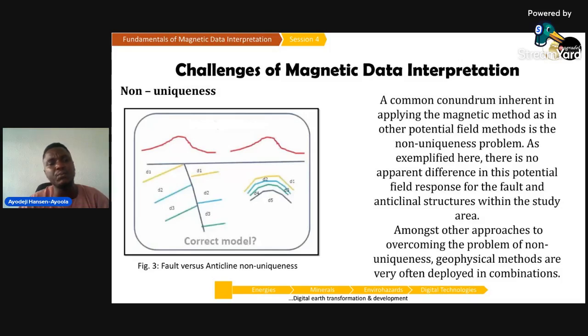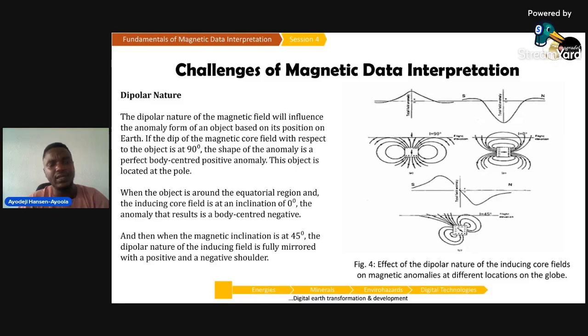If you look at the example presented here in the schematic, you could see that we're dealing with a fault and an anticline, and yet the anomaly responses of both subsurface structures are clearly the same. So as the earlier speakers alluded to, one of the methods of solving this problem is by applying geophysics in combination. That is, you do not use geophysical methods in isolation. Sometimes you add other geophysical methods for a better understanding of what is going on within the subsurface.